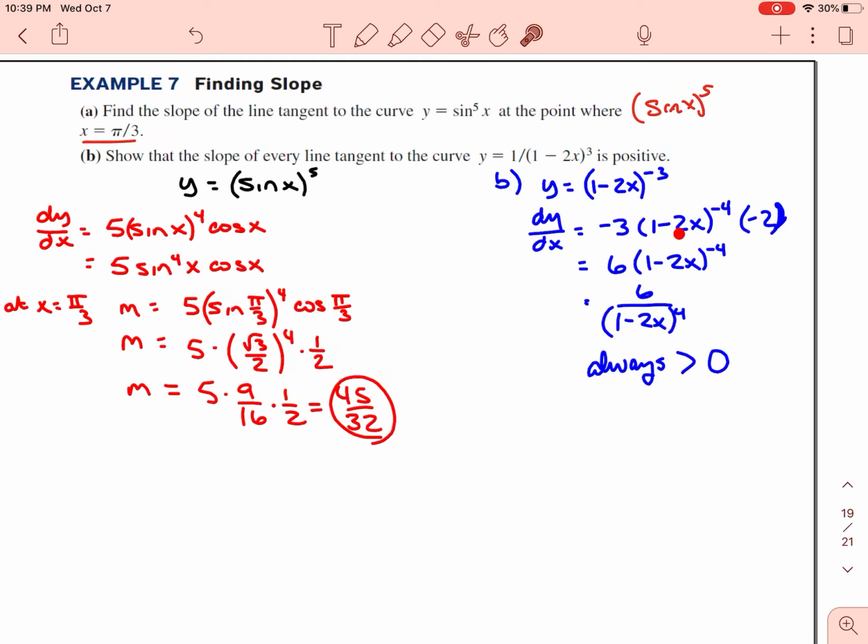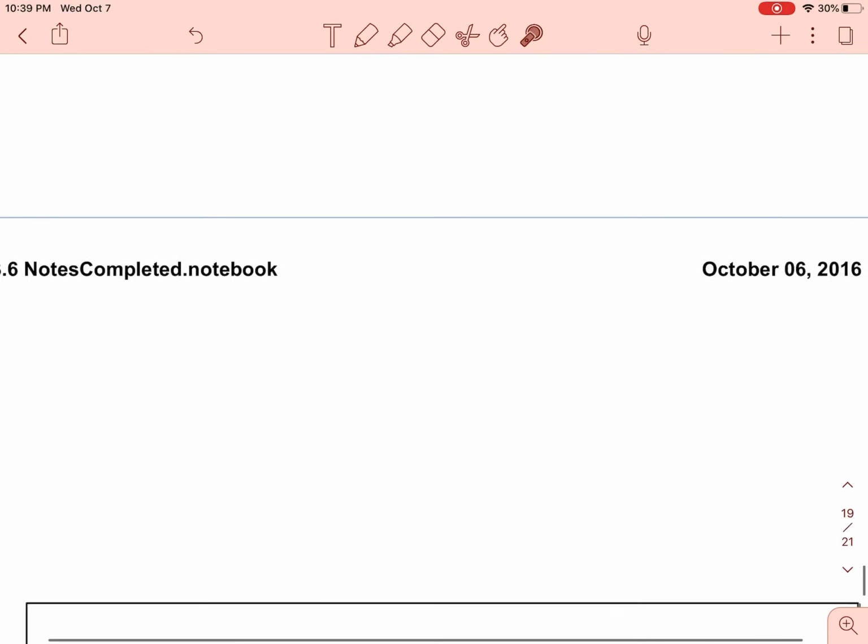Chain rule, the inner function, the derivative of that is going to be negative 2. So I'm going to get a positive 6 times (1 minus 2x) to the negative 4, which is 6 over (1 minus 2x) to the positive 4. And there's no way that is ever going to be a negative number, no matter what you plug in for x, because whatever is in here, whether negative or positive, raised to the fourth, it's going to be positive. The 6 on top is always positive. You're always going to get a positive slope.